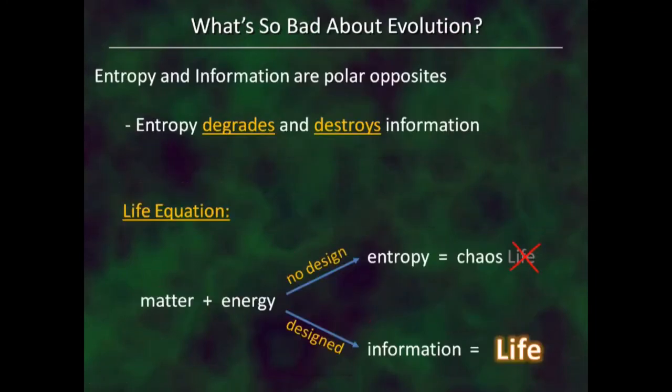And of course, entropy or chaos degrades and destroys information. And I kind of came up with this little life equation here where you have matter plus energy. If there's no design, that gives you entropy and chaos and no life. But if matter and energy is designed, which we know it is by God, then you get information, which equals life. So that's kind of the life equation there. So there has to be a designer before life can come about.